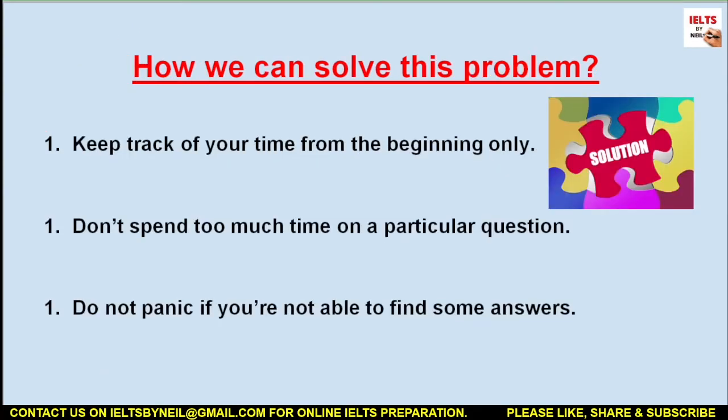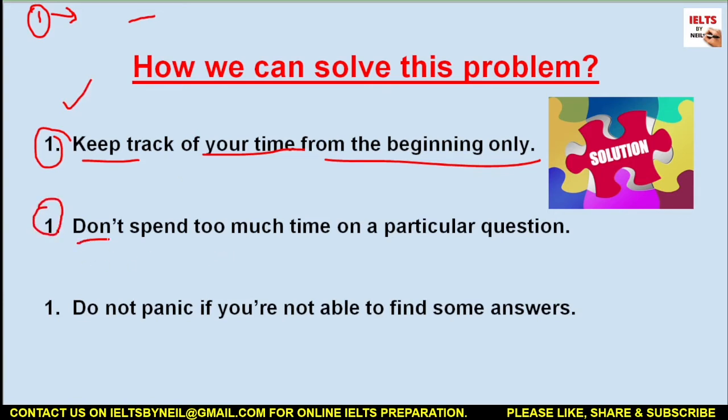Let's start with the first one: keep track of your time from the beginning. When we start question number one, we have to keep in mind that we only have limited time. We cannot afford to waste too much time in the beginning, otherwise we'll have very little time at the end. So from the first question, we have to be very careful about the time. Number two, don't spend too much time on one particular question. If you are able to find the answer within 1 or 2 minutes, that's good. If you're not, move on to the next one. Do not waste much time on just one question. It will never be worth it.